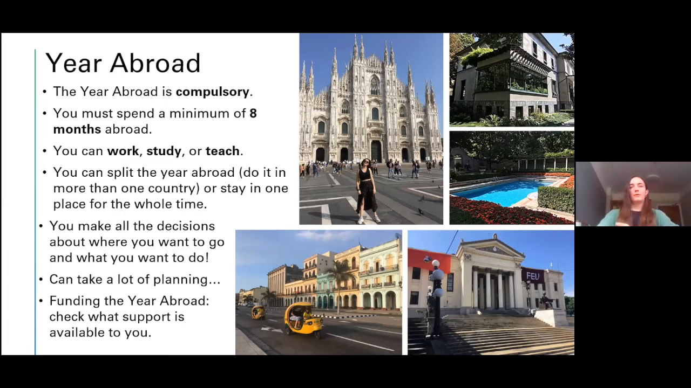And what I would say about the year abroad is that because you're making a lot of the decisions, no one's telling you what to do. You have to be quite organized and proactive in making sure that it happens, that you're emailing people about opportunities and applying to internships abroad. And that can take a bit of time. You need to be quite good at your time management to make sure you can juggle that alongside your degree in second year.